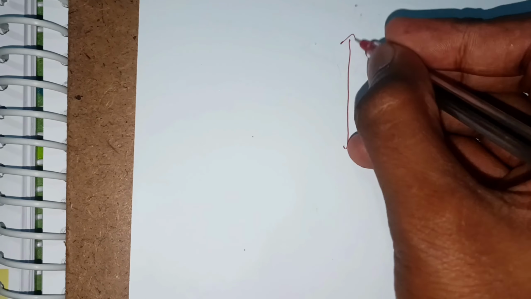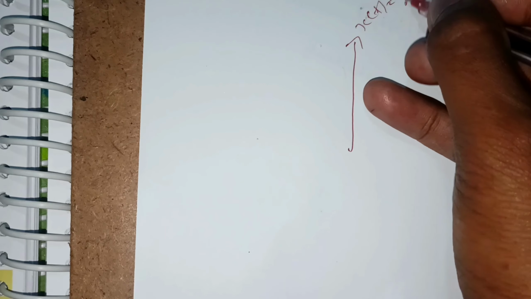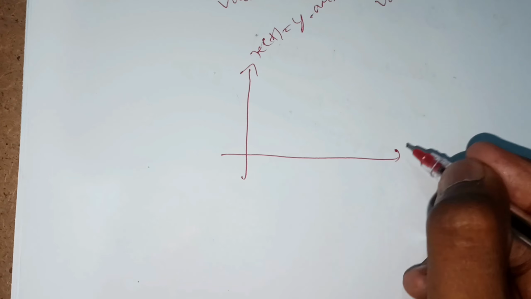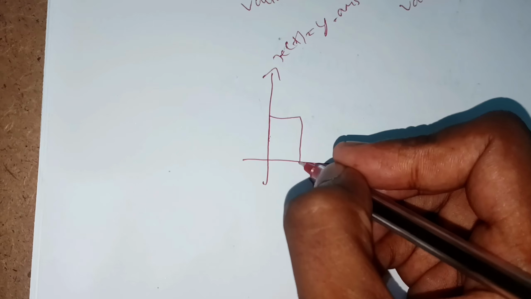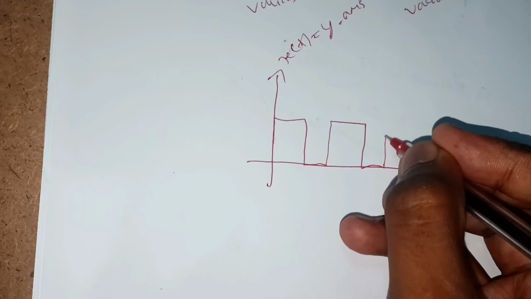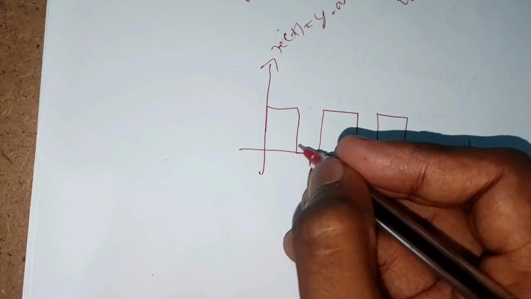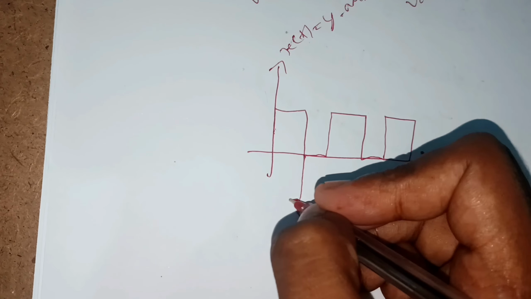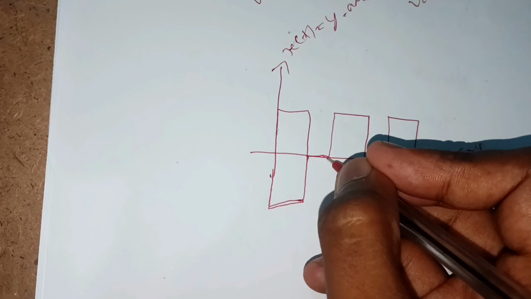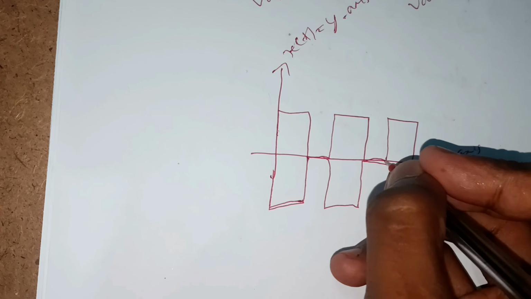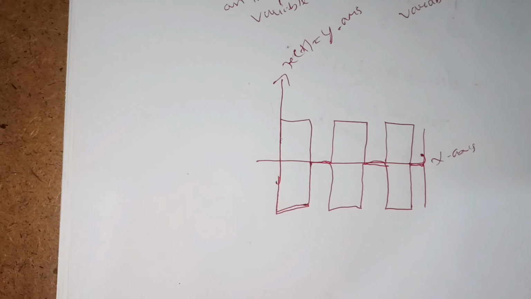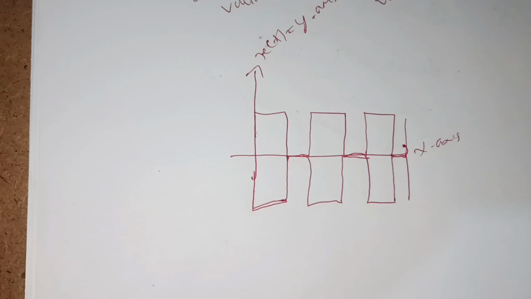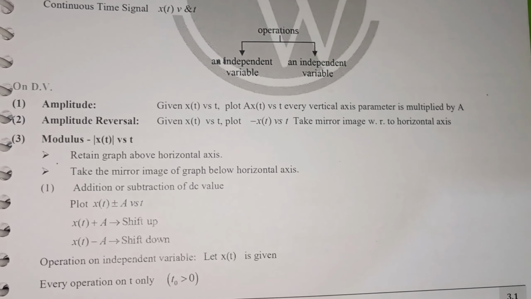If this is the y-axis equal to x of t and this is the x-axis. So if the signal is like this, let's assume it's a clock signal. So again this will be like this. The modulus is there for the x of t, which is amplitude. So this is about the modulus signal.